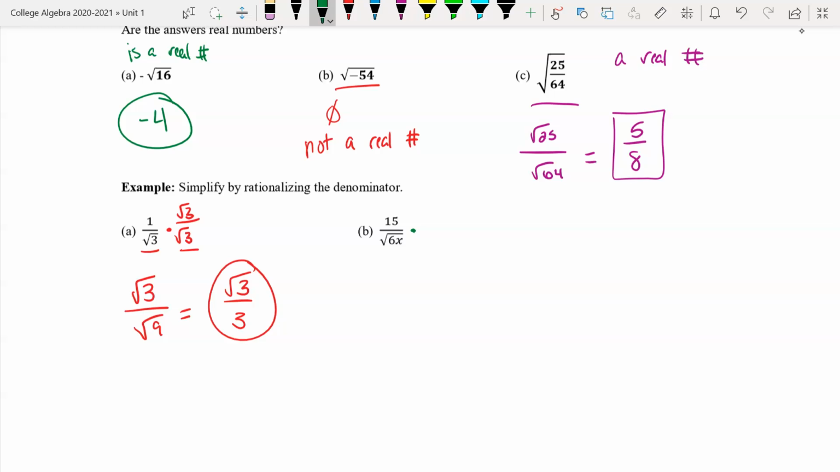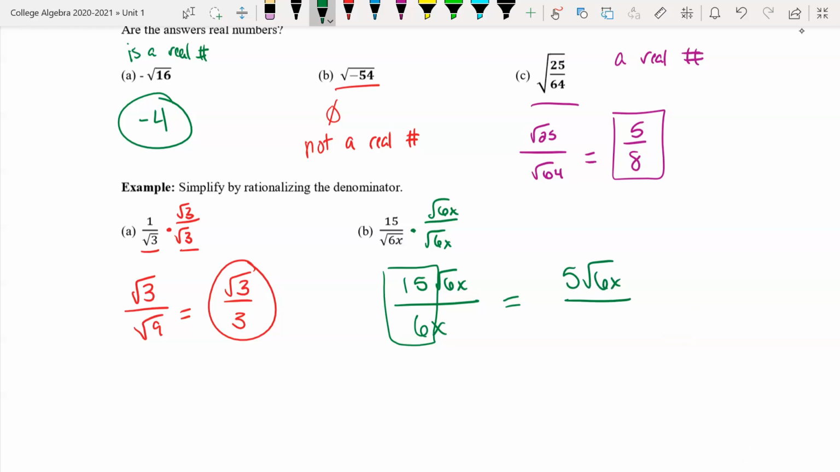Alright, so same thing, if you throw an x in there, you're still going to multiply by the whole square root. So now I have 15 square root of 6x on top, over, on bottom, you're going to have just 6x now. Now you need to simplify 15 and 6. They both can be divisible by 3, so I have 5 square root of 6x on top, over 2x on bottom.